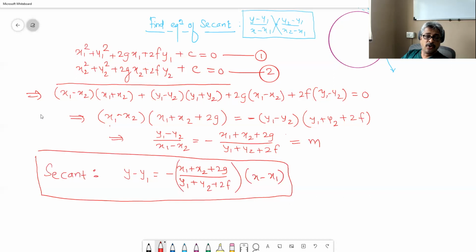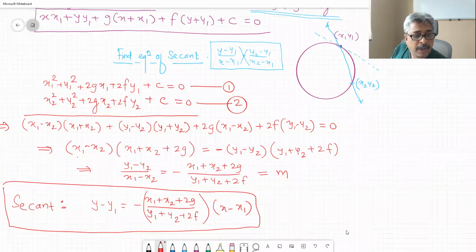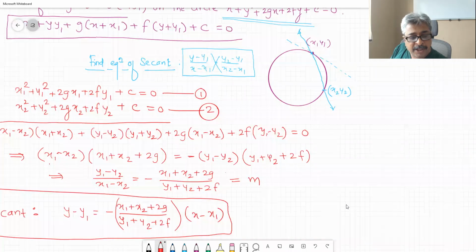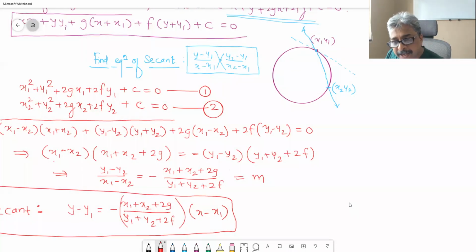And we know the limiting case of secant. Put a diagram. What we will do now is take this point x2 along the circle like this. Therefore, the secant will become like this, and the moment x2 coincides with x1 and y2 coincides with y1, we get the tangent.